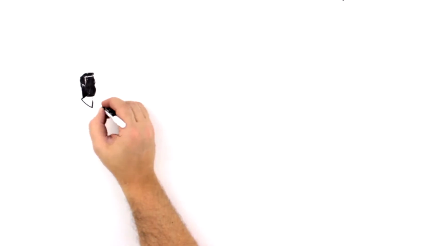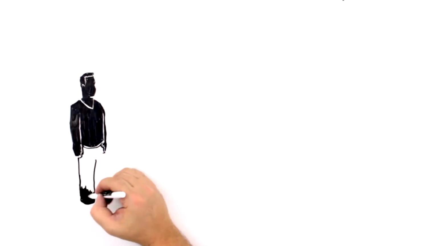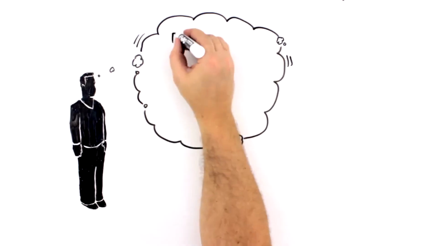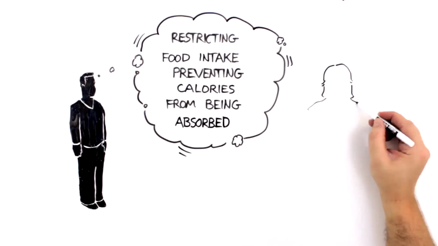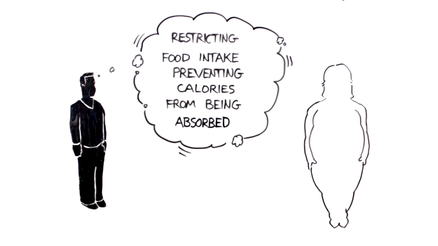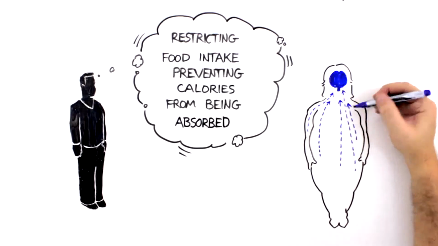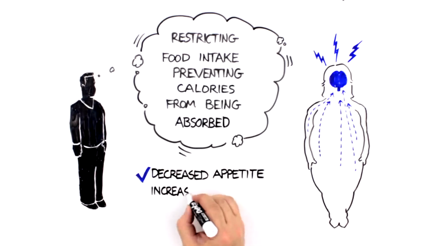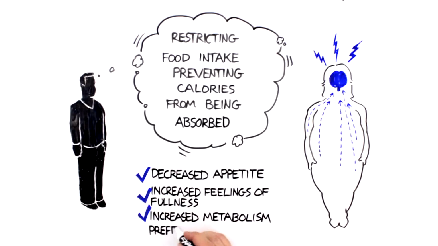So how does bariatric surgery work to help people lose weight and maintain that new lower weight? Most people, even many doctors, think that bariatric surgery works only for restricting food intake or preventing calories from being absorbed. This is true, but there is more to it. Research suggests that certain types of bariatric surgery also affect the signals between the brain and the body and cause decreased appetite, increased feelings of fullness, increased metabolism, and even preferences for healthier food.